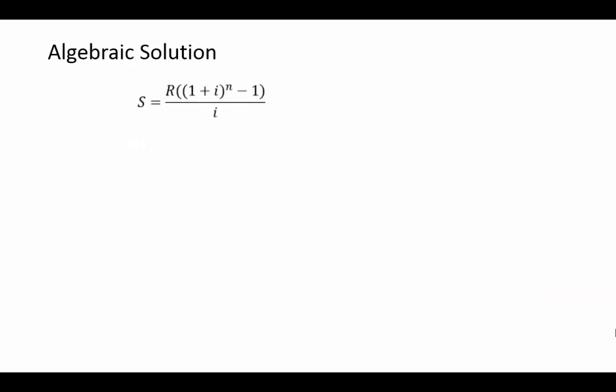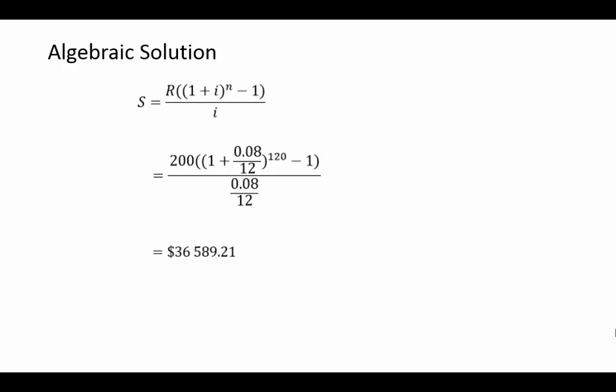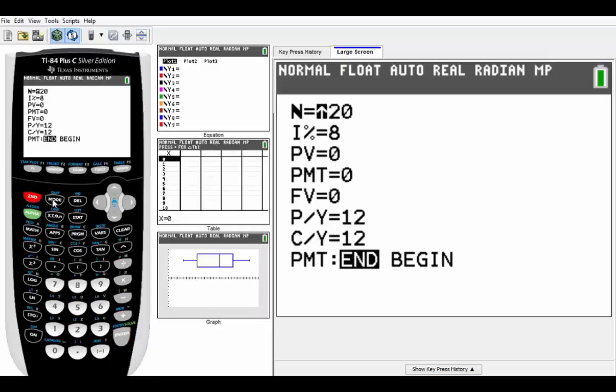So algebraically, we start with our formula, we substitute in those values, and we end up with $36,589.21. Now note, she's only deposited $24,000, so $200 a month for 10 years, and yet she'll accumulate $36,589. The difference between those amounts is the interest that she has earned. We can also solve it using the TVM Solver on our graphics calculator.